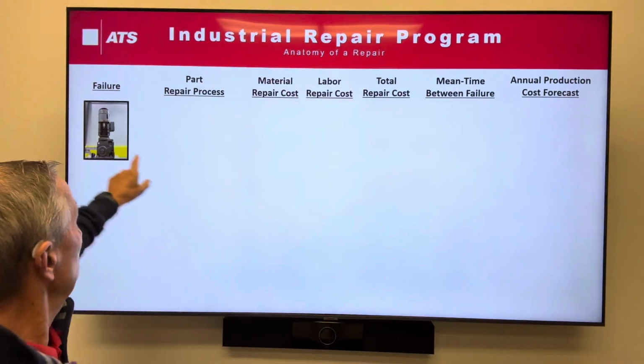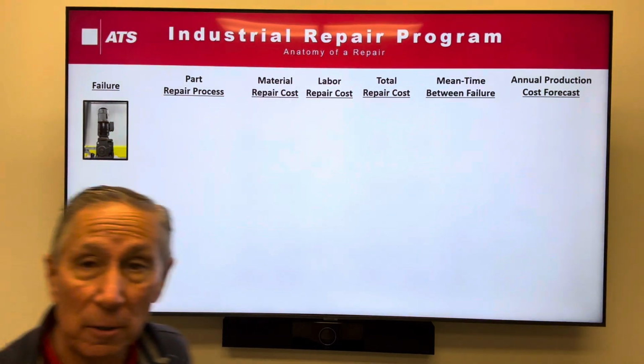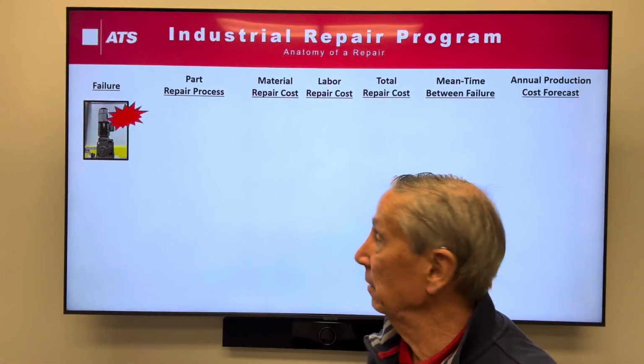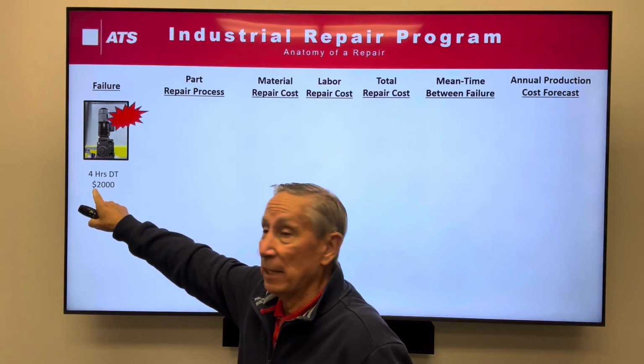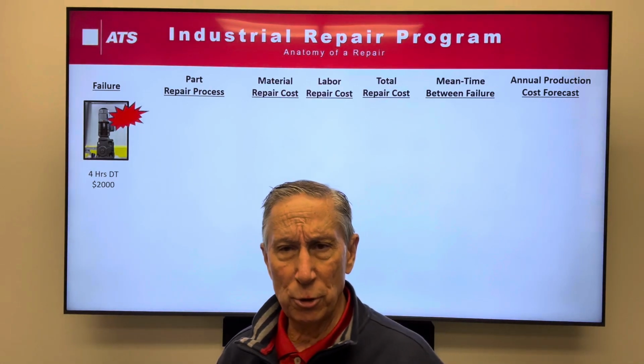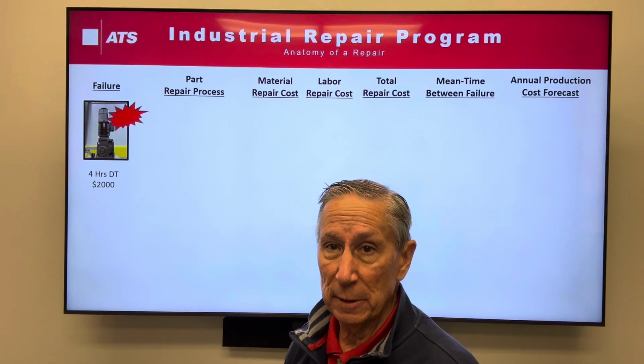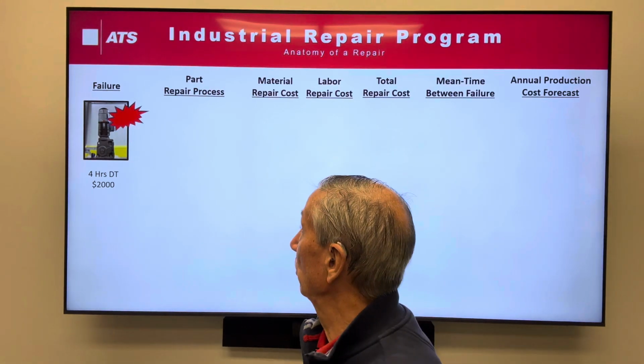So let's start with an asset out on the floor. Boom, it has a failure, okay? So something bad happened. Maintenance had to go fix it, but it was down for 4 hours, which cost you $2,000, $500 an hour. You can use your own numbers, but just for this example, that's what we use.